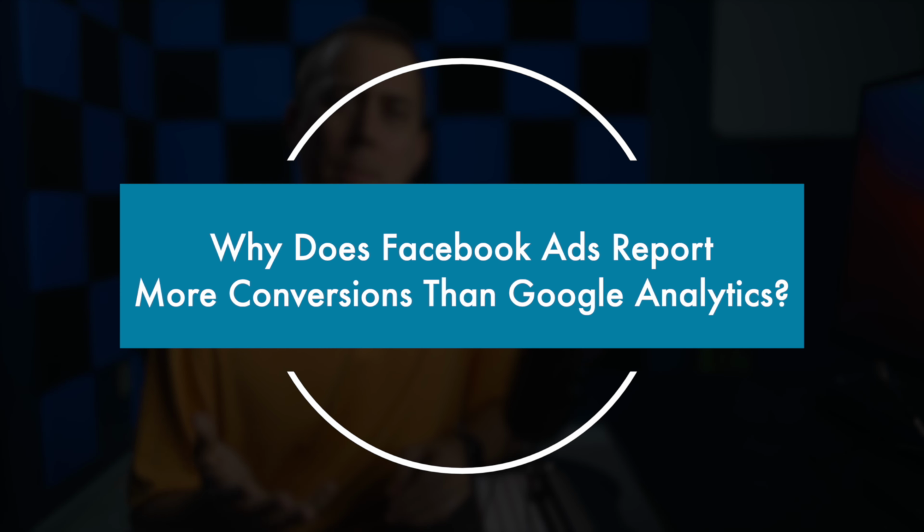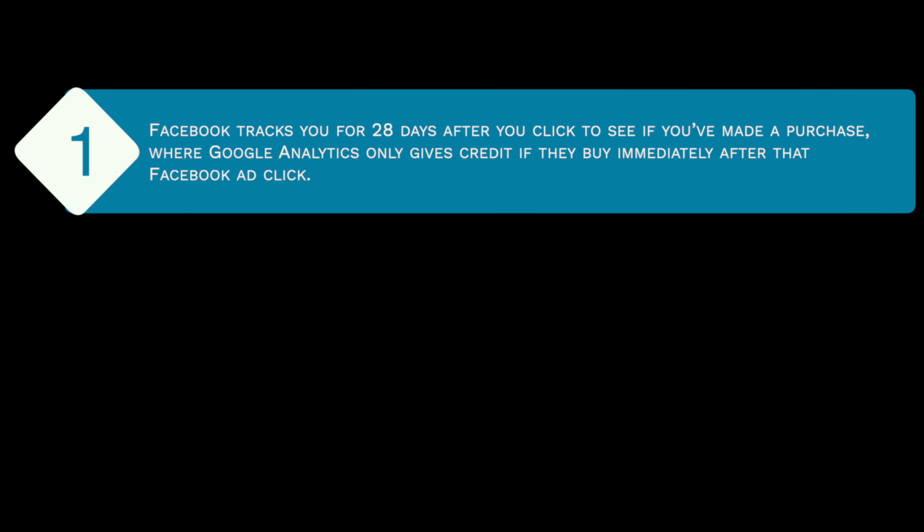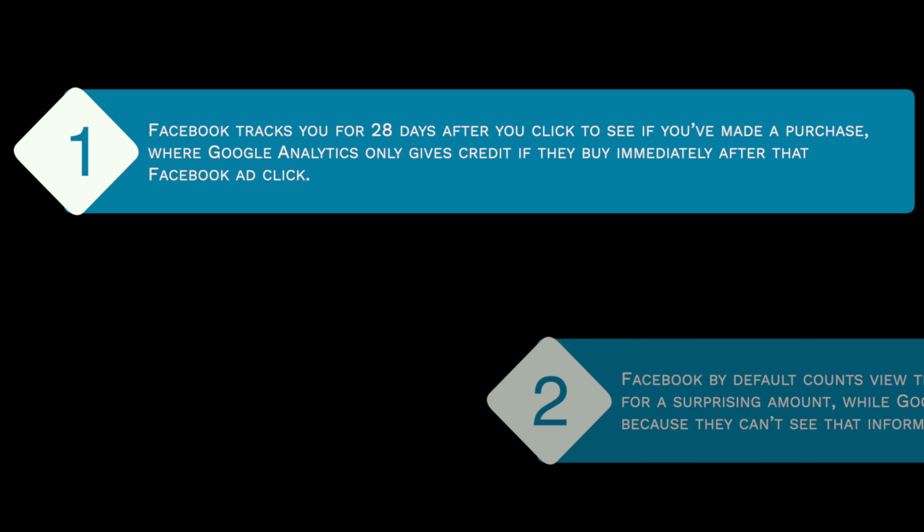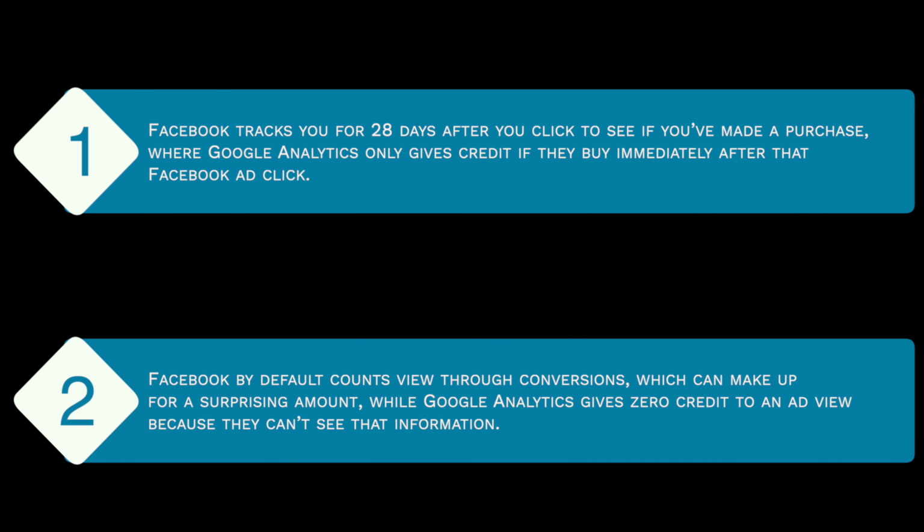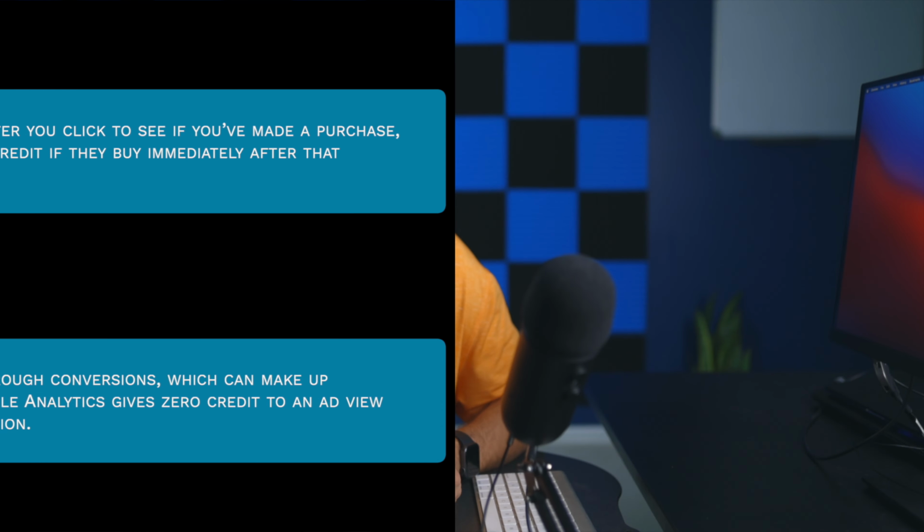So why does Facebook ads report more conversions than Google Analytics? To summarize what we just said: 1, Facebook tracks you for 28 days after you click to see if you've made a purchase, where Google Analytics only gives credit if they buy immediately after that Facebook ad click. Number 2, Facebook by default counts view-through conversions, which can make up for a surprising amount, while Google Analytics gives 0 credit to an ad view because they can't see that information.